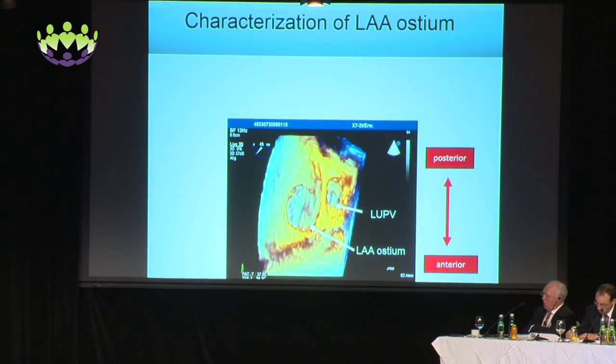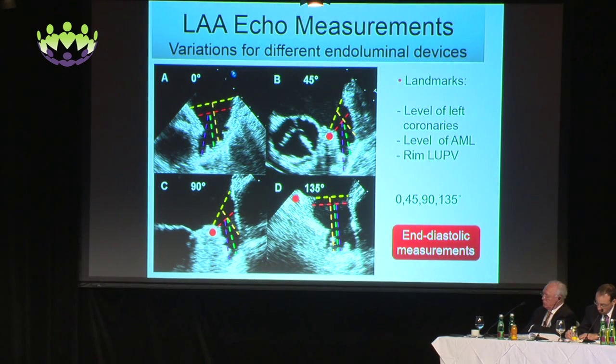So then you have to make in the next step some measurements, as we can see here. You usually do it at several planes if you use 2D TEE. So it's recommended to do it at 0, around 45, around 90, and around 135 degrees. You have some landmarks you can use. That's the level of the coronaries over here, or you can use the anterior mitral leaflet as landmark, and you can draw a line to the rim of the left upper pulmonary vein.